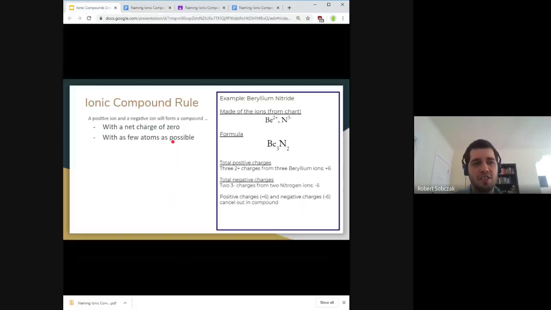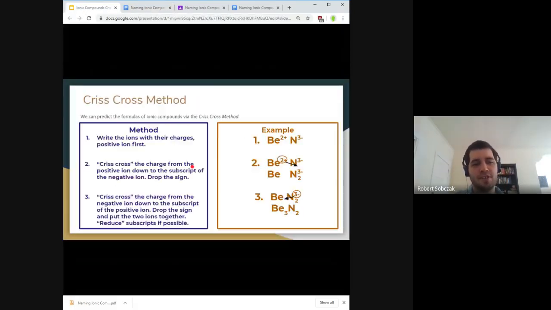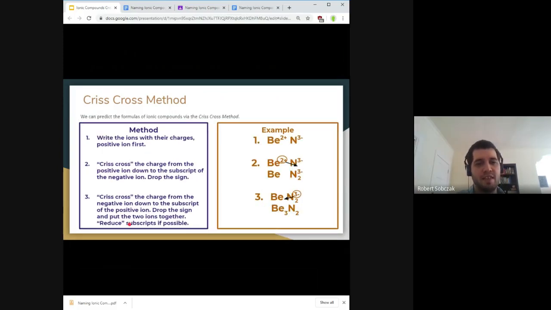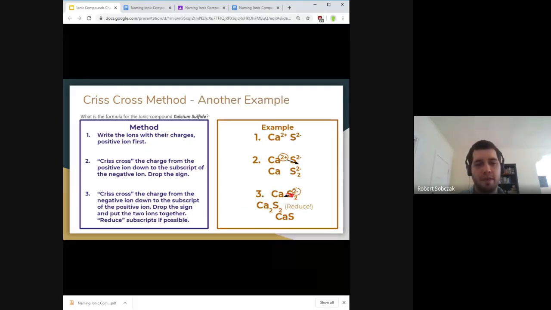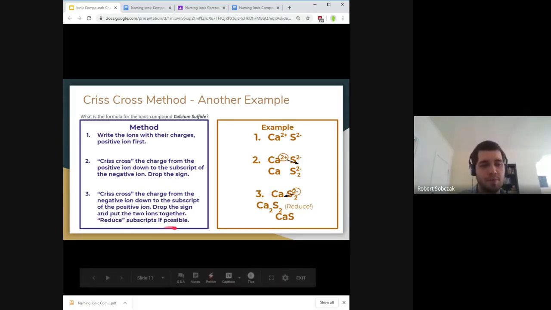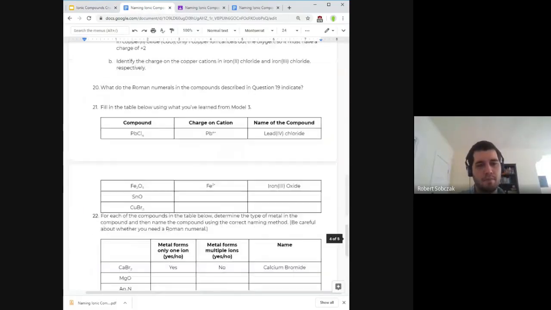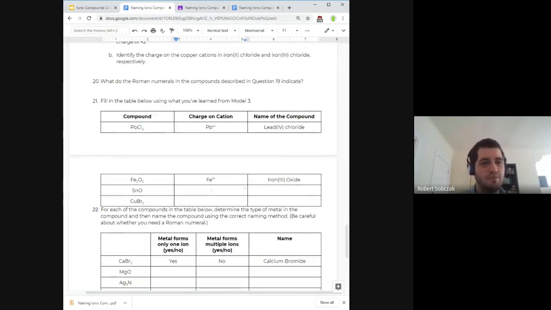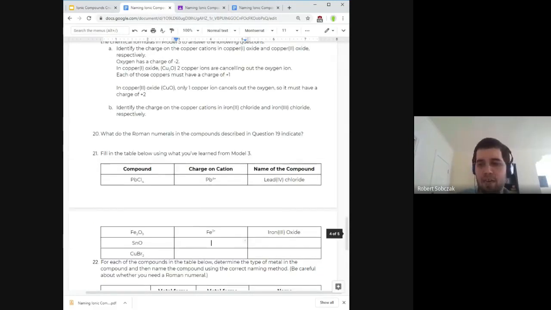As a reminder, this is just looking at our notes. The difference between this example with beryllium and nitrogen versus this example where we have calcium and sulfur, and we have to follow this last rule, reduce the subscripts if possible. All right. This is all stuff from last week, and for those of you that were doing fine last week, that's great. I'm happy that you're doing okay.